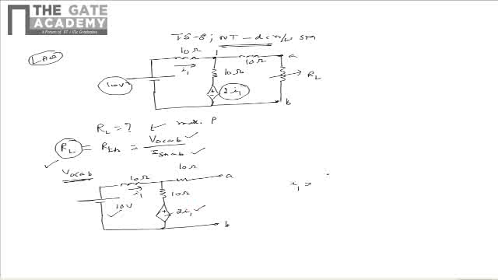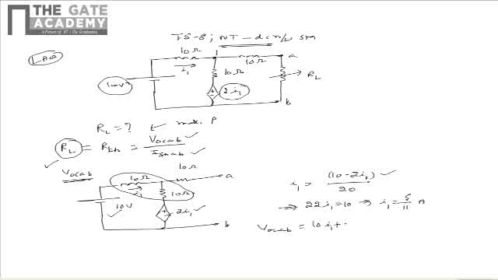So from this we can write that I1 is equal to (10 minus 2I1) divided by 20. This is due to the reason that the drop across the 20 ohm resistor should be equal to the 10 minus 2I1. Upon simplifying this, we see that 22I1 should be equal to 10. That implies I1 is equal to 5 by 11 ampere. So from this we can say that the open circuit voltage VOCAB is equal to 10I1 plus 2I1, that is equal to 12I1, which upon simplification can be obtained as 60 by 11 volts.